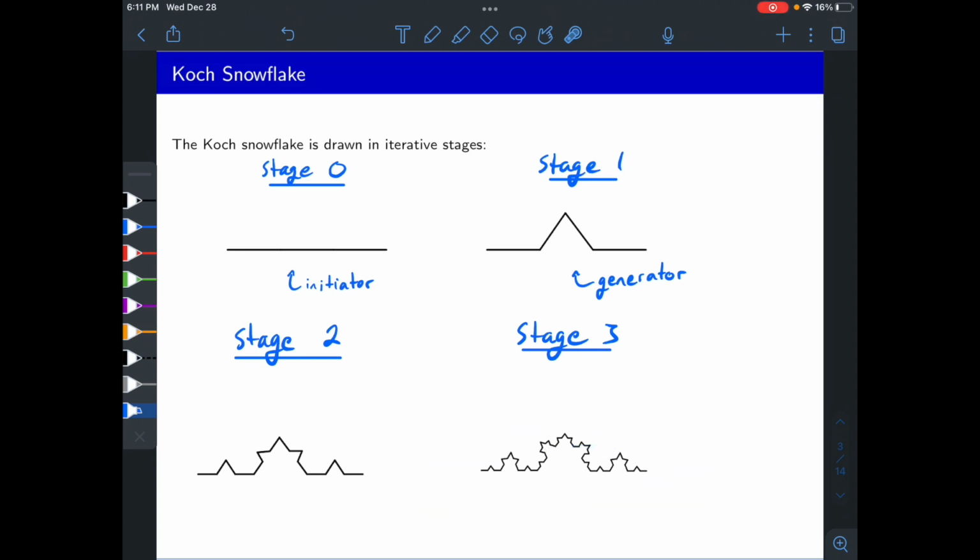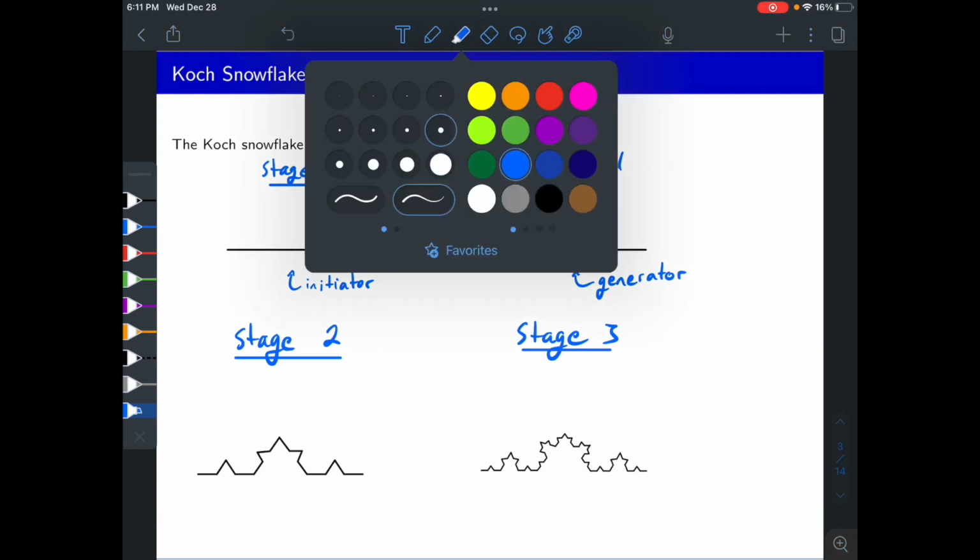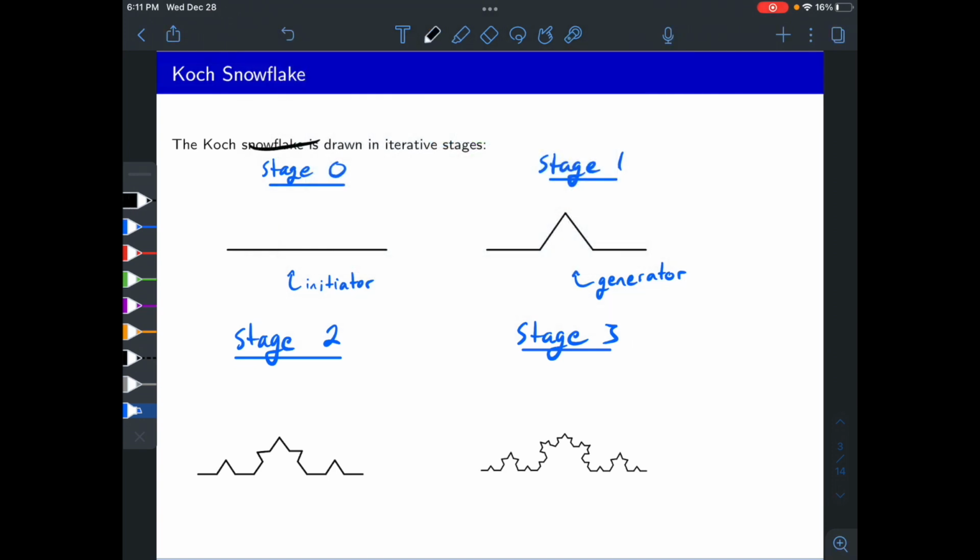And so the Koch curve, again, this is really not the Koch snowflake, this is the Koch curve. The Koch curve would be stage infinity of this process. Just do it forever and ever and ever.